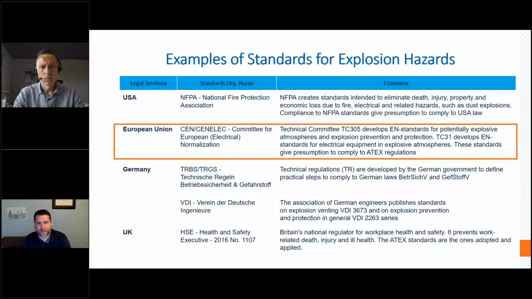Some examples of standards for explosion hazards: if you tuned into the webinar yesterday that Brian Edwards gave on the dust hazard analysis, that's focused on the US and North America with the National Fire Protection Association. They create the standards there. For here, we're looking at European Union standards. We've got the Committee for European Electrotechnical Normalization, and their technical committee, TC 305, develops the EN standards for potentially explosive atmospheres and explosion prevention and protection. You've also got Germany's standard, and the UK has a standard.